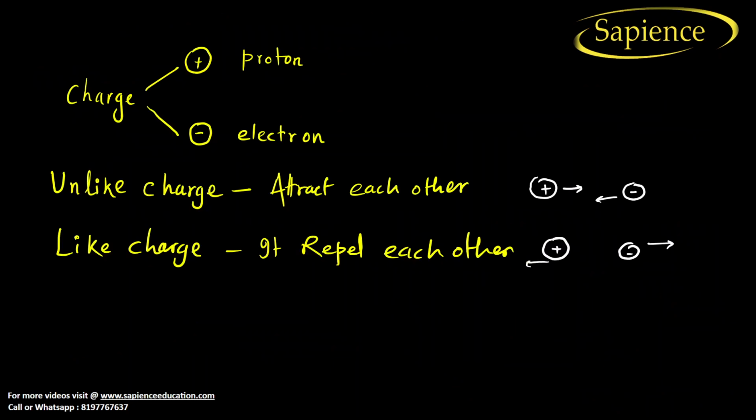Now let us go forward to the next slide. Charge is carried by protons and electrons. Now try to understand: unlike charges attract each other. This is a positive charge and this is a negative charge, so there will be an attraction. But when there are positive and positive charges, repulsion will happen. You can also take negative and negative charges; if both bodies have a negative charge, there will be repulsion. So what we have found is that like charges repel each other, but unlike charges attract each other. I hope you have understood this.